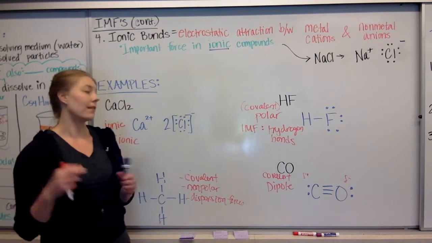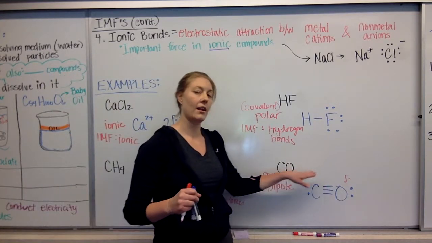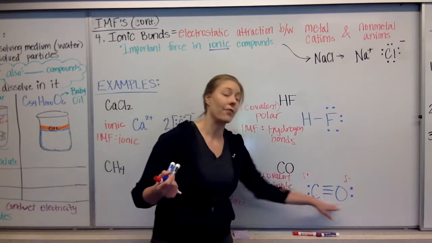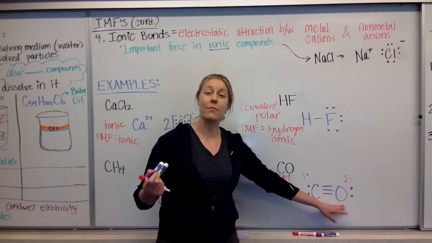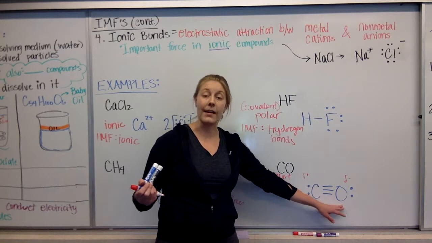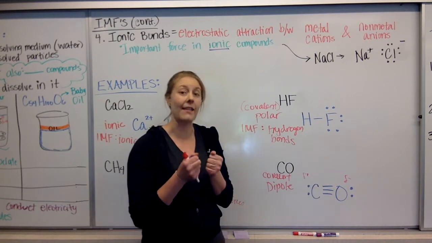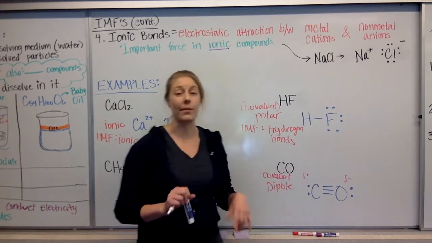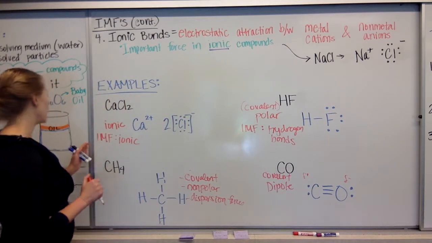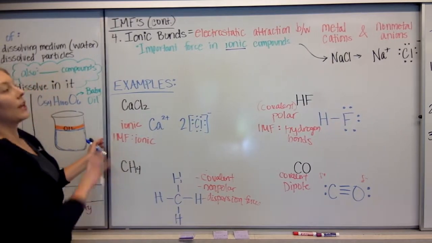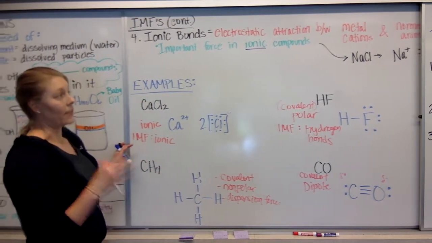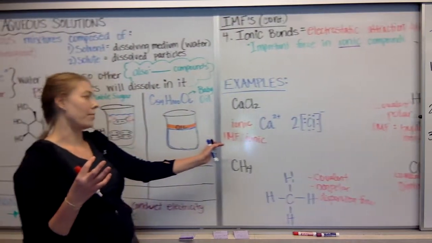Because one side is going to be slightly more negative and one side slightly more positive, and that's because of the electronegativity of carbon and oxygen. Oxygen is a more electronegative atom, so it attracts the electron more strongly. It's going to be slightly more negative, carbon slightly more positive, right? Now, those are all the forces that are causing these physical properties.